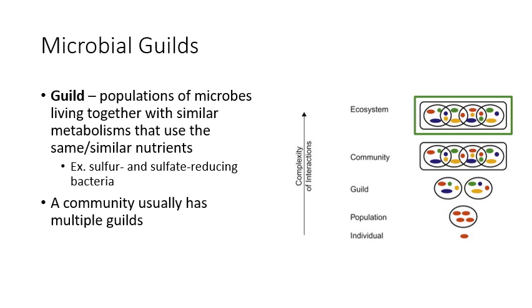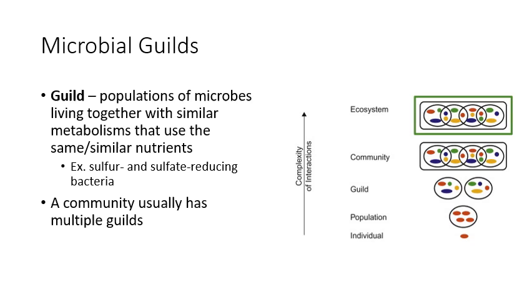For example, you have a lot of different species of bacteria that are either sulfur reducing or sulfate reducing. They all use a pretty similar metabolism, using either sulfur or sulfate as an electron acceptor for anaerobic respiration and producing hydrogen sulfide by reducing the sulfur or the sulfate. So their metabolism is quite similar, their waste product is the same, and the nutrients they use are not exactly the same, but they are similar. We would group those different species together in a guild if they were living together in the same place at the same time. And it's very common to find microbial guilds in the environment.